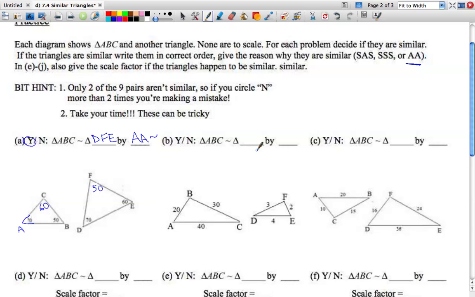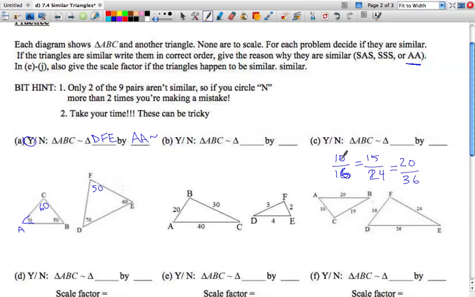Let's see. Let's go ahead and go up to letter C. Triangle ABC. Okay, now we want to match up the smallest to the smallest because, again, all we're given for this one is side info. So we check if 10 is to 16 as 15, which is the next biggest size, is to 24. And the largest is 20 and 36.